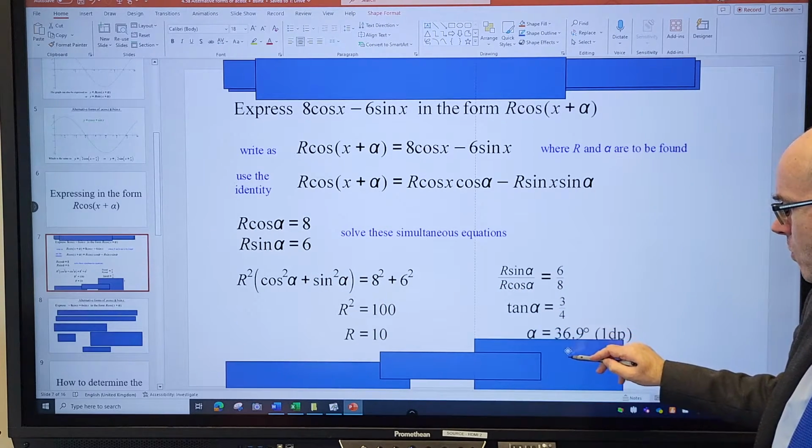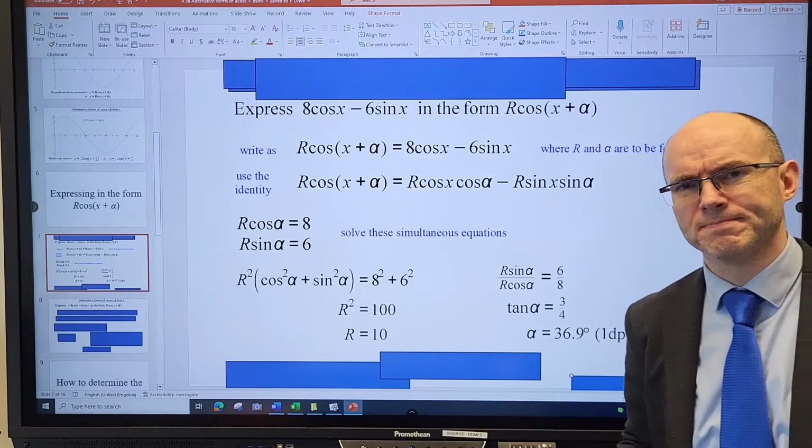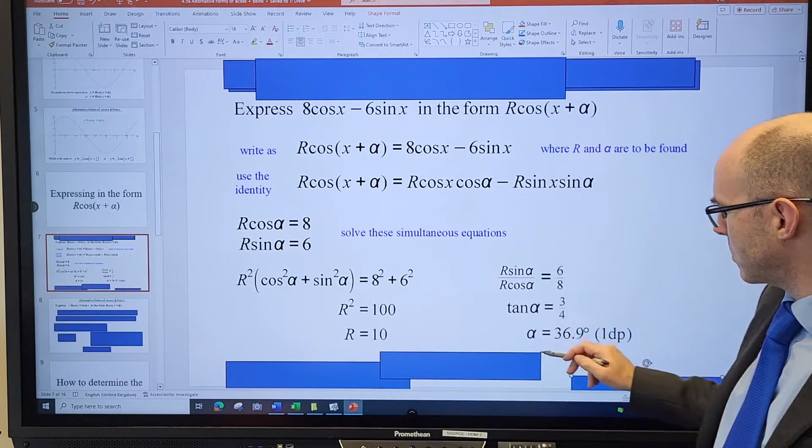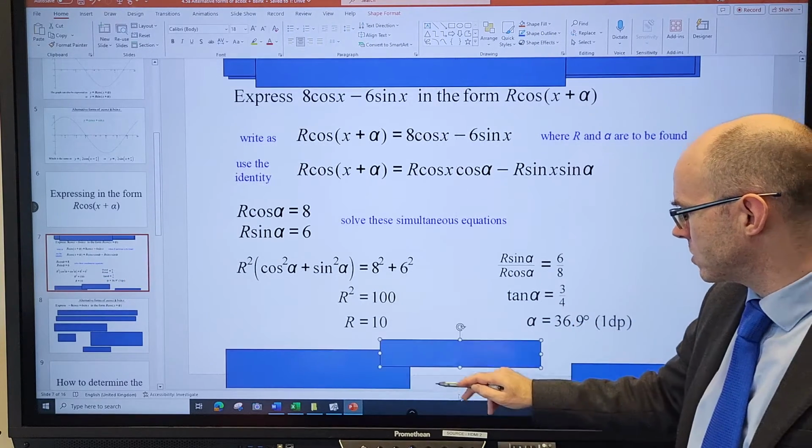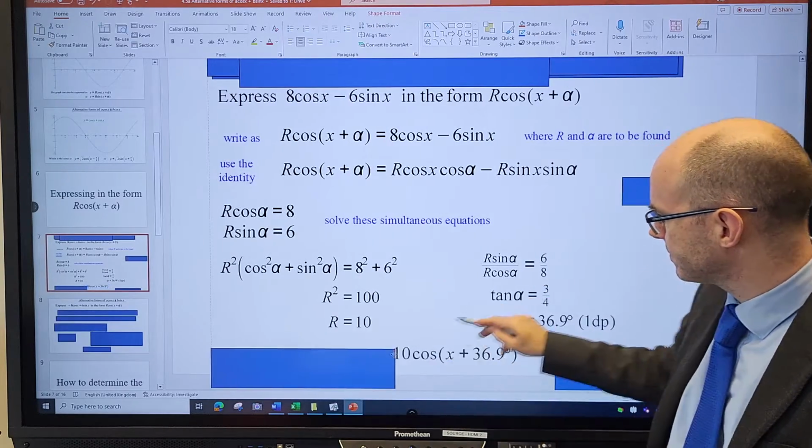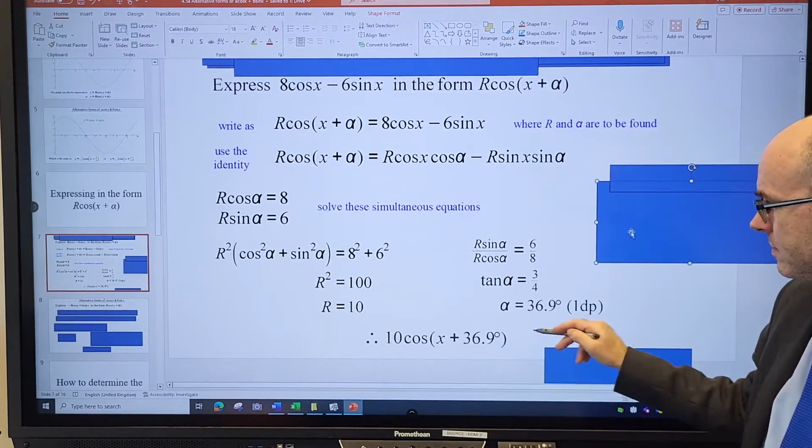Inverse tan of 3 over 4 is 36.9 degrees. And now we've got a value of r and we've got a value of alpha. We can just write in, final answer is that.